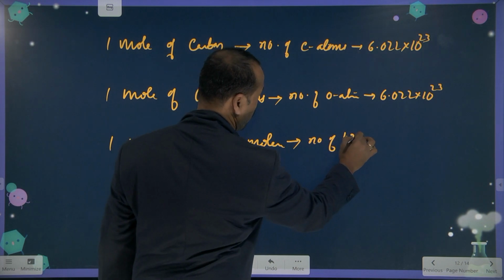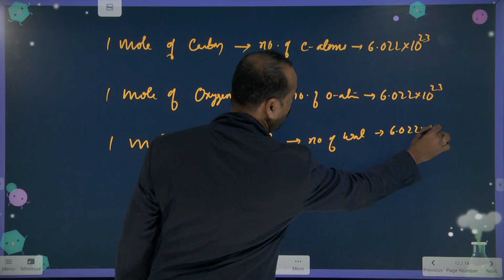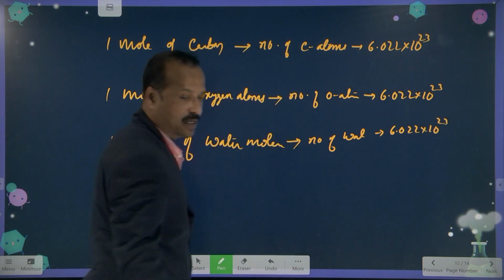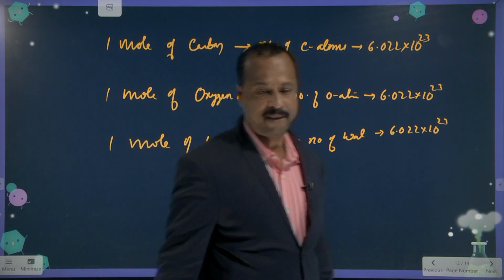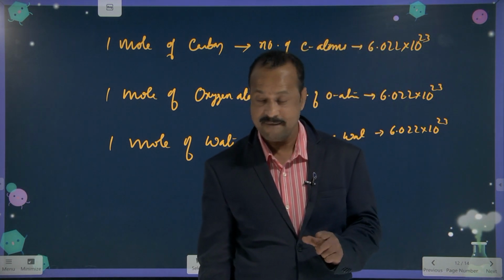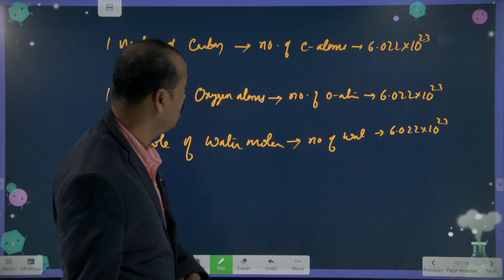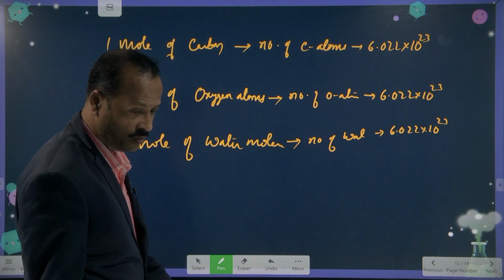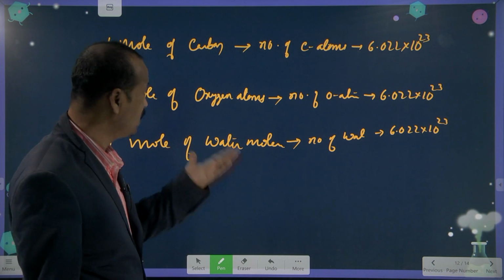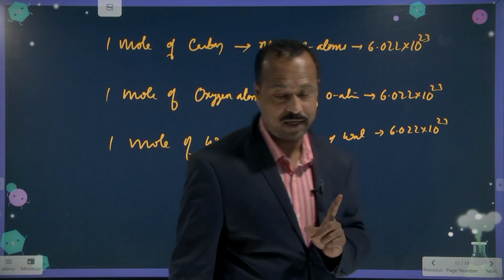Same, okay, the number of water molecules is equal to 6.022 × 10^23. Is this clear to you? Is this clear? Sir, can we say that 1 mole of carbon is 1/12 of... No. That is mass. That will be different. We are discussing only the mole, mole in terms of number.